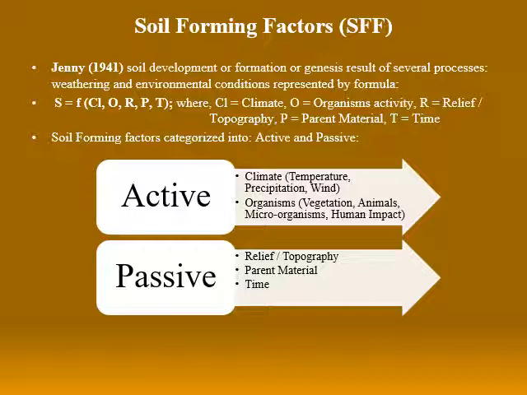Jenny in 1941 had said that soil formation, or soil genesis, is a function of 5 factors: climate, organismic activity, relief, parent material, and time. Thereafter, many other soil scientists have classified soil forming factors into active and passive. Climate and organismic activity form the active soil forming factors because they directly control the nature of soil that is formed and the soil forming processes. The passive soil forming factors include relief or topography, parent material, and time.